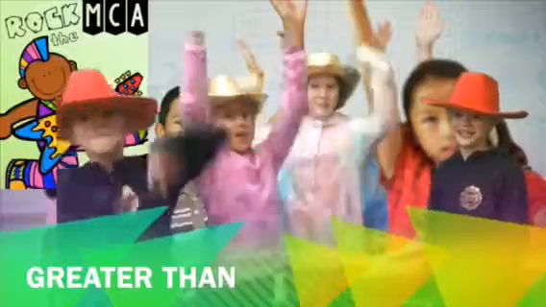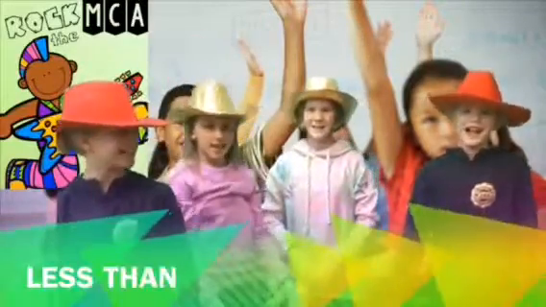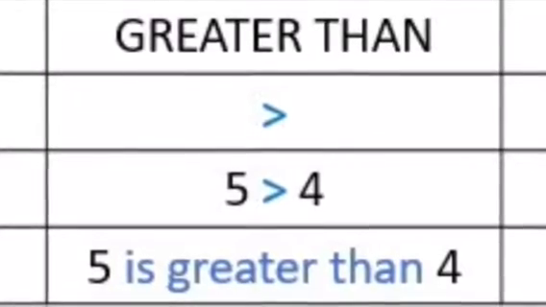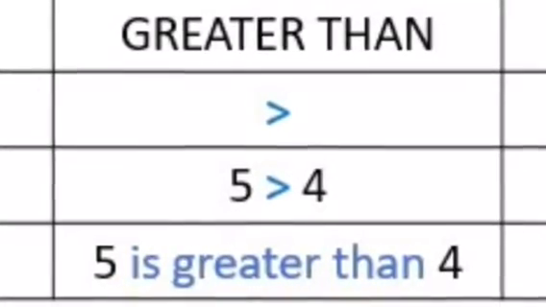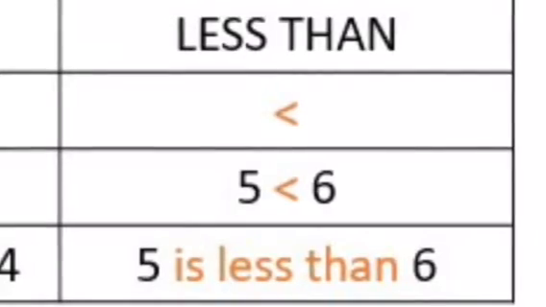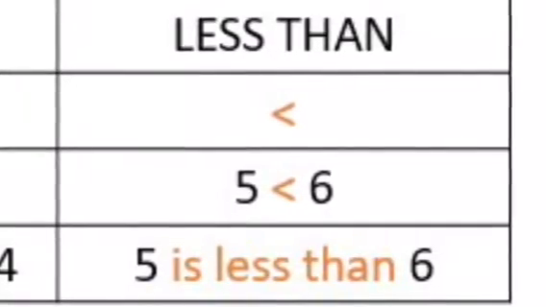Greater than. Bigger. Less than. Smaller. 5 is greater than 4, so the bigger part of the symbol is facing the 5. 5 is less than 6, so the smaller part of the symbol is facing the 5.